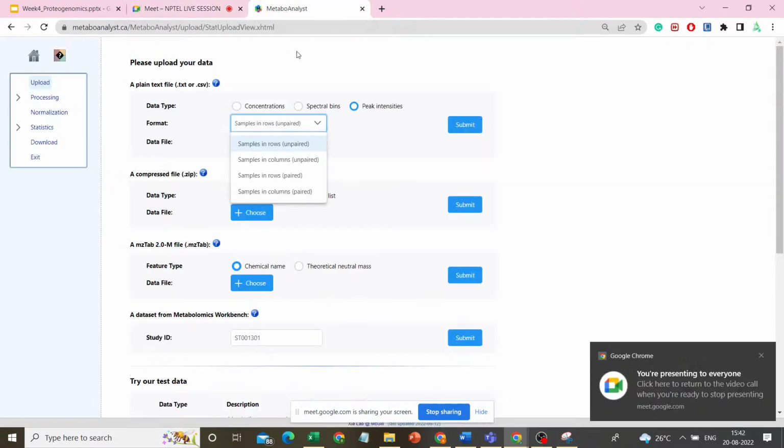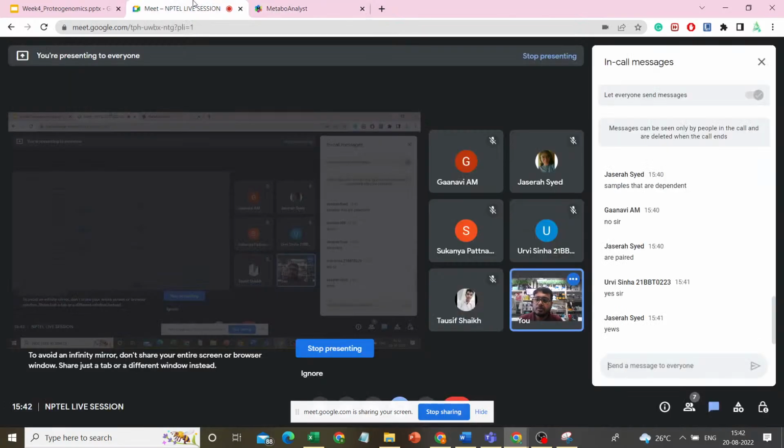Okay, so now, assuming that the samples are unpaired, we will say samples in columns unpaired. Why did we keep samples in columns? You can see that the data structure is like that: sample 1, sample 2, sample 3, control 1, control 2, control 3. Again, you will hear terminology like replicates. There are two kinds of replicates: technical replicates and biological replicates. What data we have are the biological replicates, and these are not technical replicates.